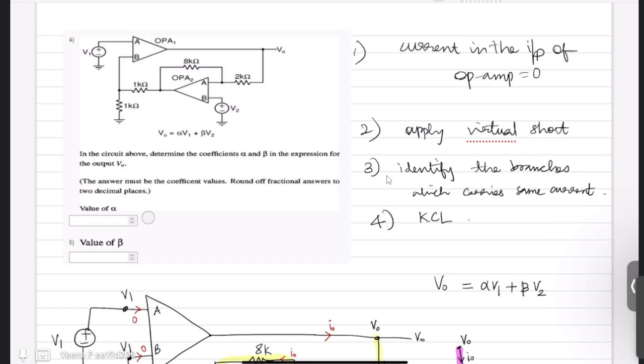So in this question, your value of alpha is minus 0.5. You're asked to round off the fractional answers to 2 decimal places. So this is minus 0.50 and this is 1.25, 2 decimal places. Is there any doubt? Please ask.